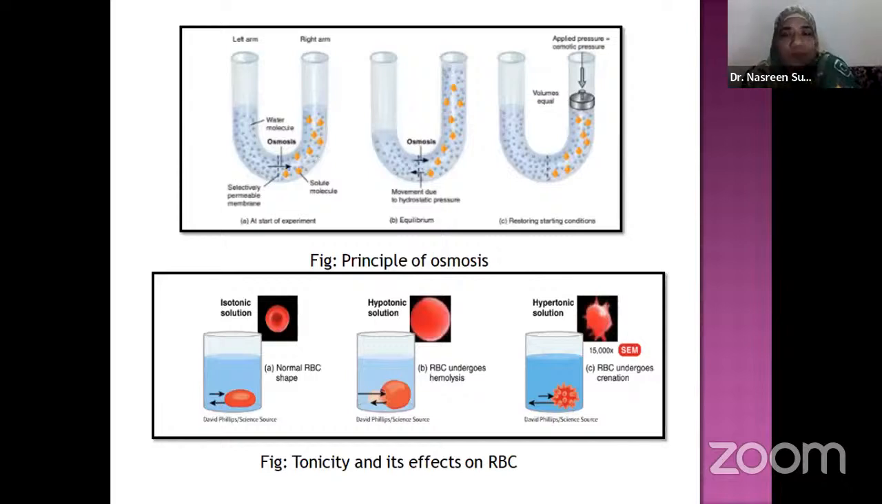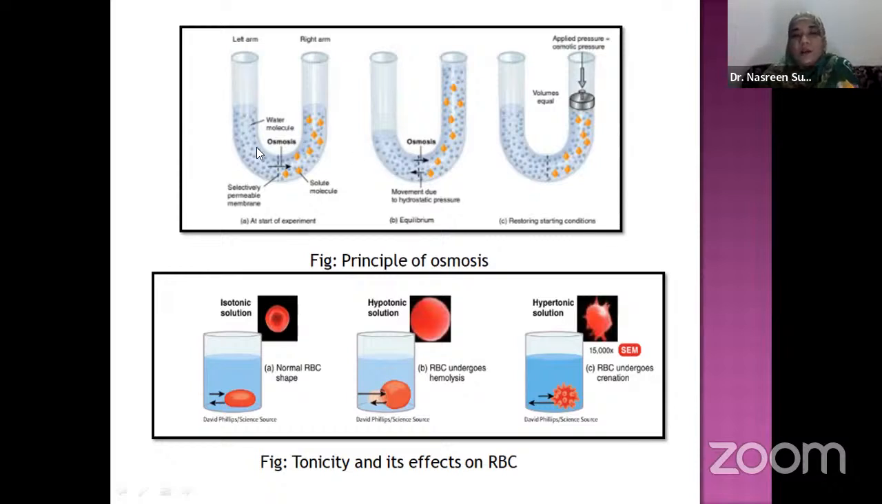Where have you seen selective permeability? Can anyone say? In kidneys, you will see selective permeability. When you study the structure of nephrons, you will see this. You can demonstrate this principle of osmosis by a small experiment where you take a U-shaped tube and fill it with water and some type of solute, and in the middle you place a selectively permeable membrane. The solute is present in the right arm but not in the left arm.